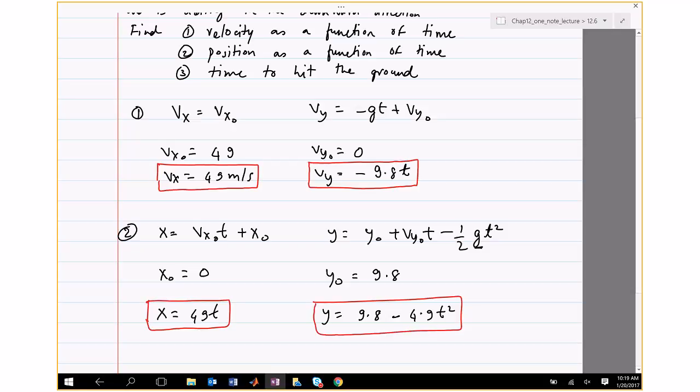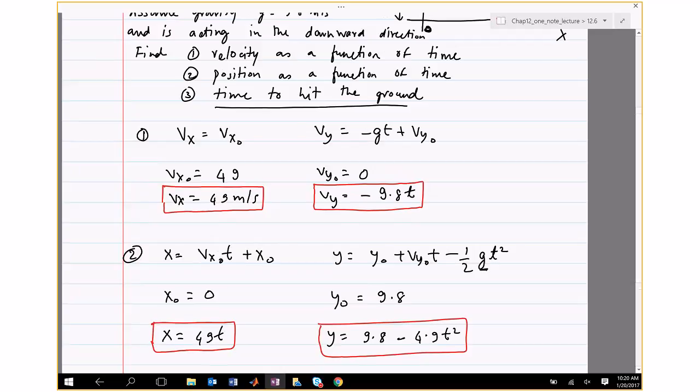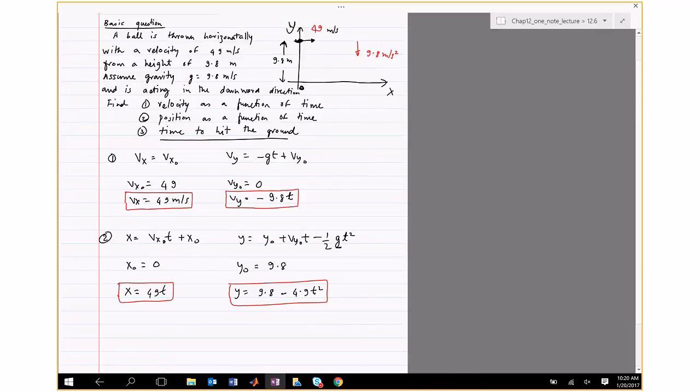Okay, so the third part is a numeric problem, which is you're going to find the time it takes for the particle to hit the ground. So at what time will it hit the ground? It'll go this way and hit the ground at some point of time. You've got to find the time.